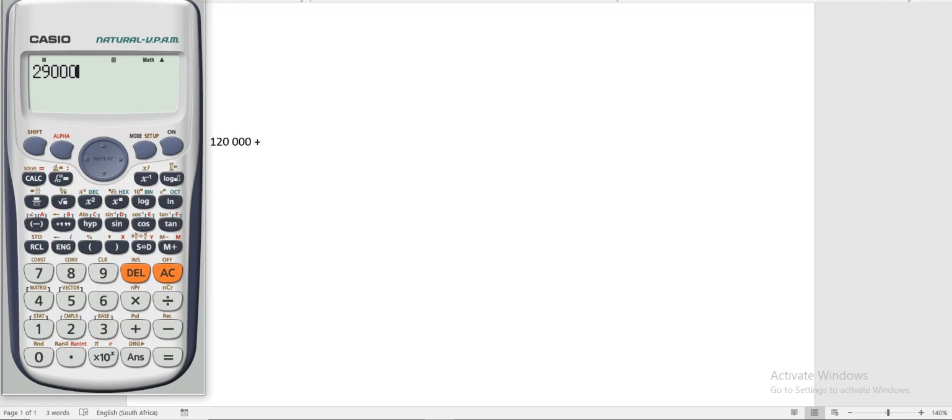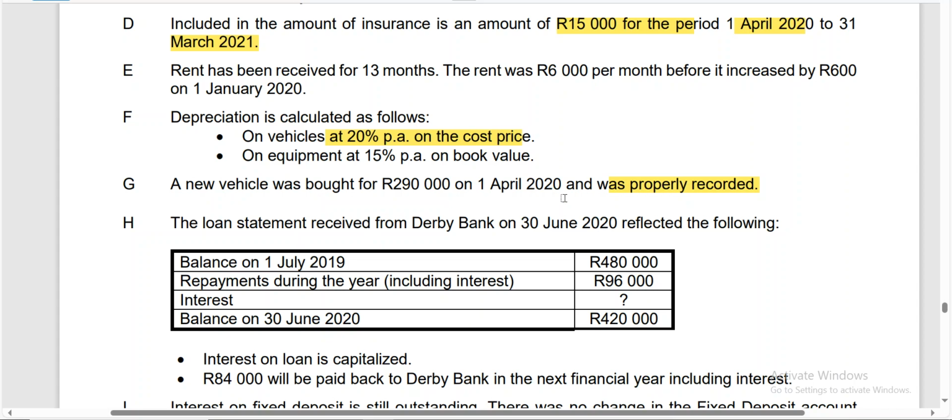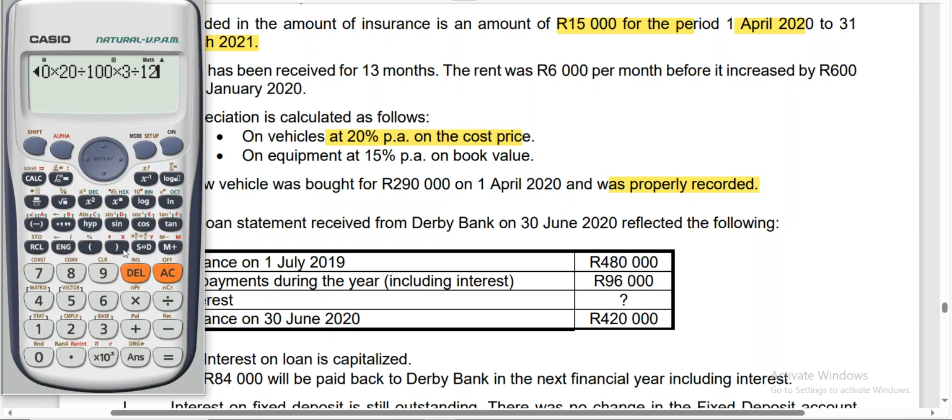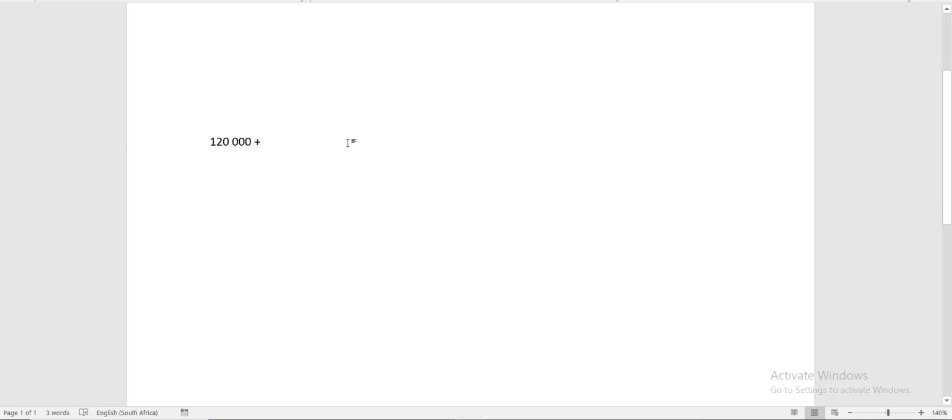Then remember, I bought a new one. The new one that I bought, it was bought in April. So it's going to be April, May, June, and it is 290,000. So I'm going to say 290,000 multiply by 20 divided by 100, and then multiply by 3 divided by 12, because it was with us from April. Okay, let me just confirm the date. They said it was bought on April, so it's April, May, June, which is 3 months. So it means our answer here will be 14,500. So our answer here is plus 14,500.